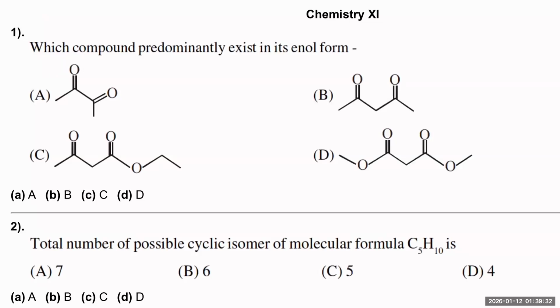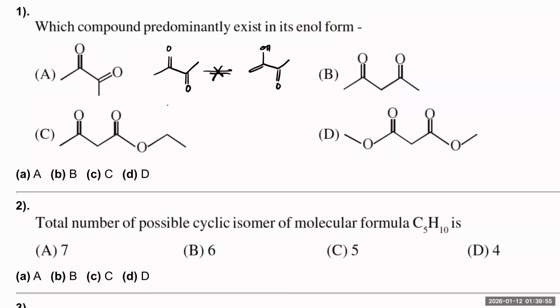Now, the problem in the first case is the strong repulsion between the lone pairs here. They would always try to exist in the anti-form. That's why it will not undergo enolization that easily. If you want this kind of enolization, it is impossible. In fact, 100% of it would exist only in keto form. Hardly anything will exist in enol form.